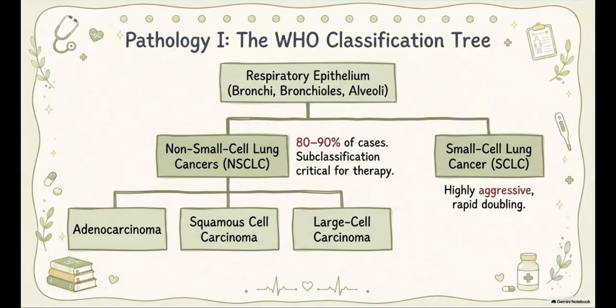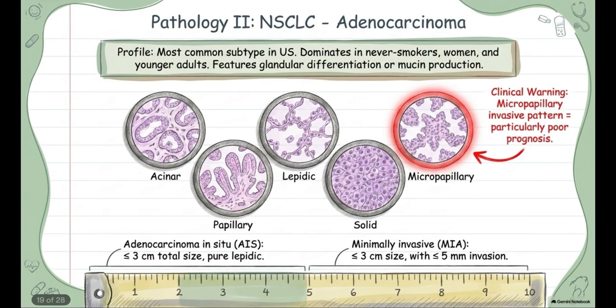The second major branch is small cell lung cancer. This type is highly aggressive. It has a very rapid doubling time. Let's look closer at the non-small cell branch. This divides further into 3 types: adenocarcinoma, squamous cell carcinoma, and large cell carcinoma. We will examine adenocarcinoma first.